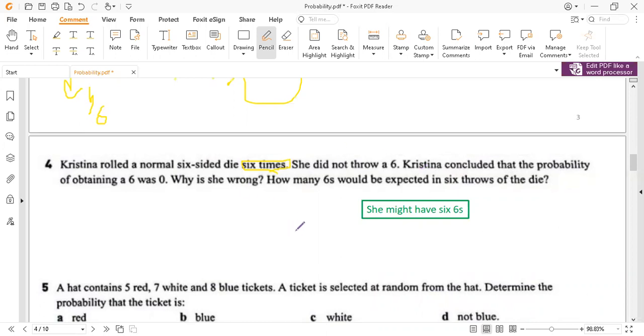Why is she wrong? Yes, she's wrong because in each trial, she could obtain 6 with the probability 1 over 6. Okay, so how many 6s would be expected in 6 throws of the die? She can expect at maximum 6 sixes. She might have 6 sixes, or less.